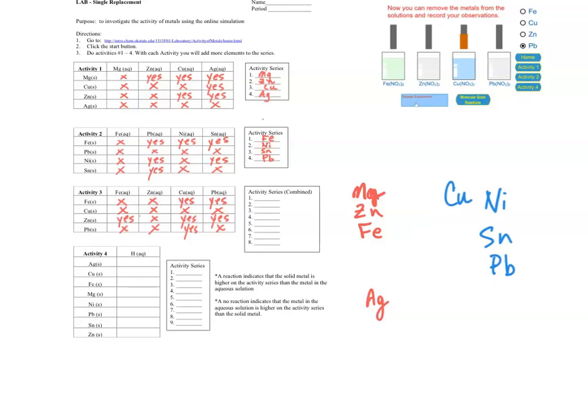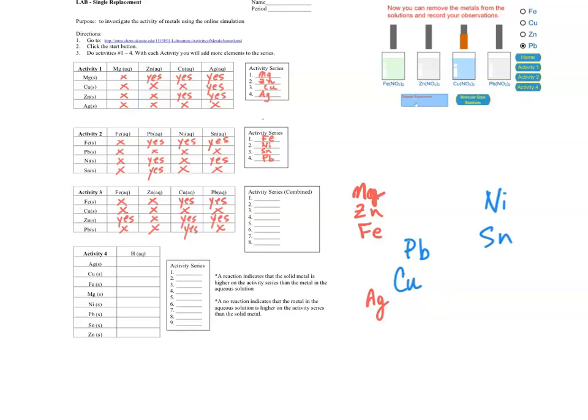Next, let's consider copper. Where should copper go? Now, copper on the first activity should be below everything except for silver. So we know copper should be above silver. But how about the other elements? So in activity number 2, no copper. Activity number 3, copper should be below everything that's on that list. It should be below iron, it should be below zinc, it should be below lead. All right, so lead should be above it.